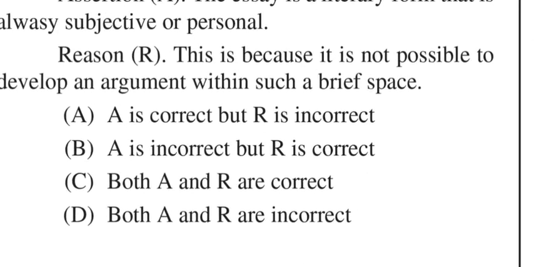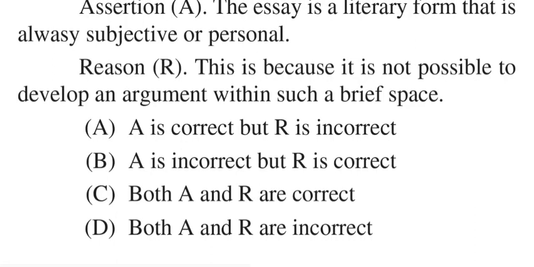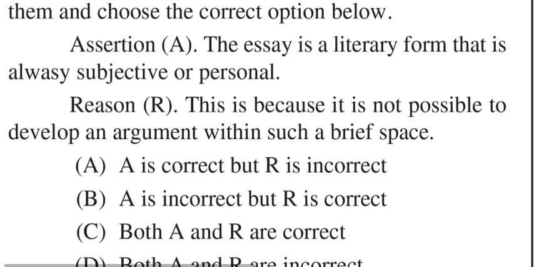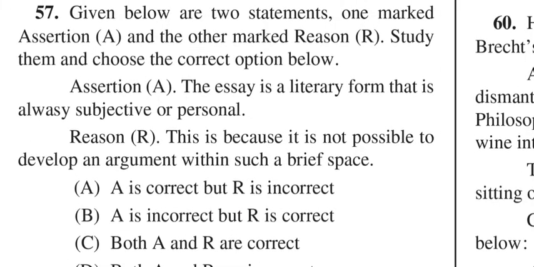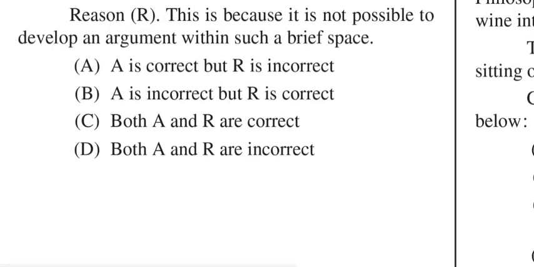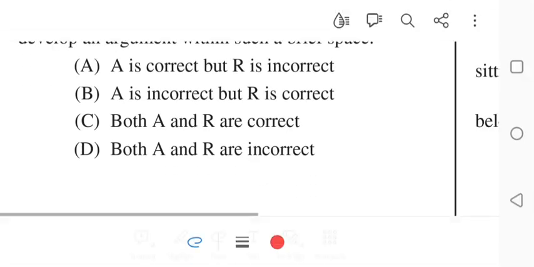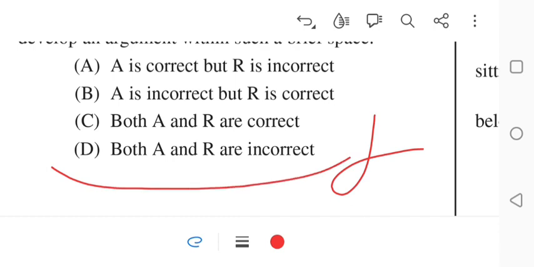A is correct but R is incorrect. A is incorrect but R is correct. Both A and R are correct. Both A and R are incorrect. So find out the correct answer. What will be the correct answer? The correct answer is D. Both are incorrect. Both are wrong. Okay.